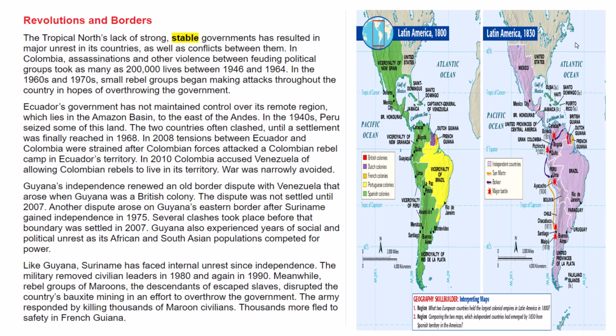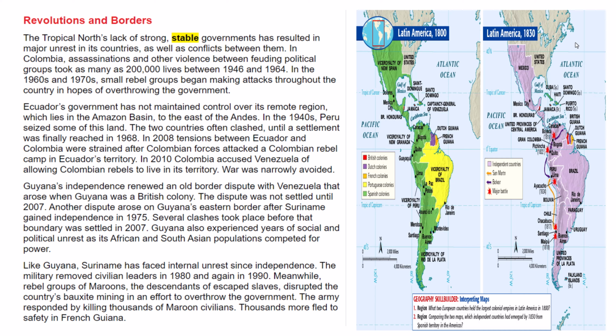Revolutions and borders. The tropical North's lack of strong, stable governments has resulted in major unrest in its countries, as well as conflicts between them. In Colombia, assassinations and other violence between feuding political groups took as many as 200,000 lives between 1946 and 1964. In the 1960s and 1970s, small rebel groups began making attacks throughout the country in hopes of overthrowing the government.